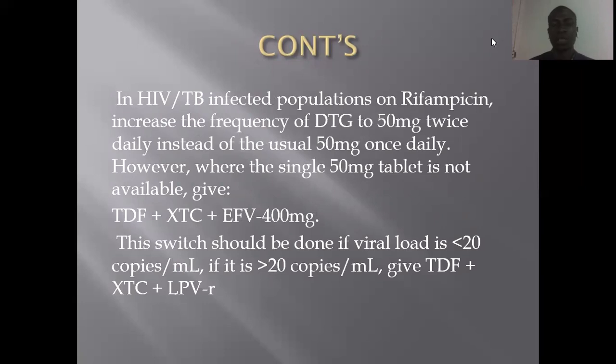In HIV and tuberculosis coinfection, the frequency of DTG is increased to 50 milligrams twice daily instead of the usual 50 milligrams daily. However, if the single dose of 50 milligrams tablet is not available, you can give TDF plus XTC plus EFV 400 milligrams. This should be done if the viral load is less than 200 copies. If it's above 200 copies, we give TDF plus XTC plus NVP.